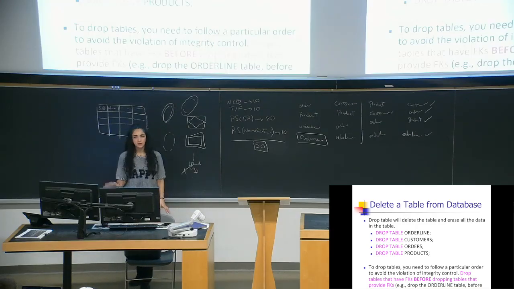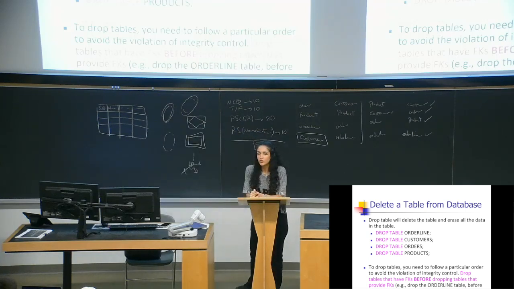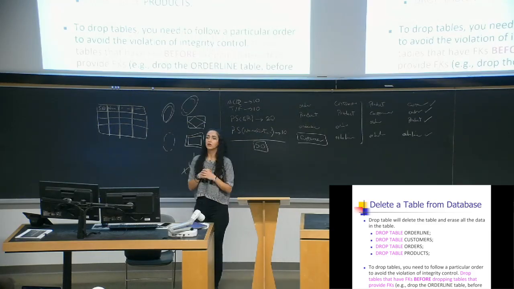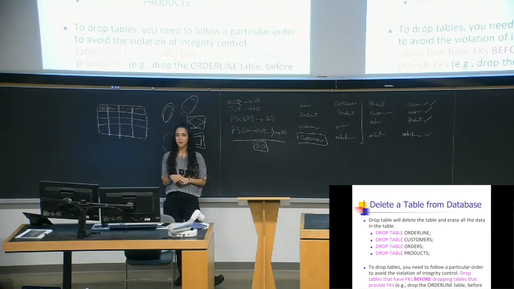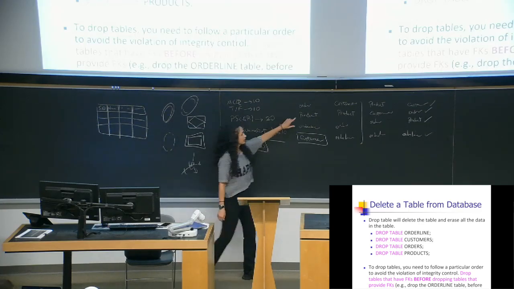Again, the drop command is also subject to integrity control, which means it matters in which order you are dropping your tables, right? Back to this example: order, customer, product, order line. If you want to remove tables, let's say I want to remove all my tables, okay? So in what order can I remove them? Can I remove customer first?